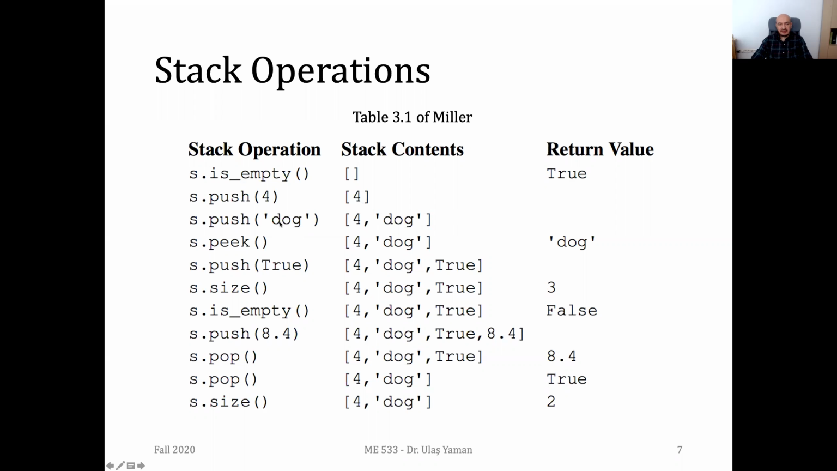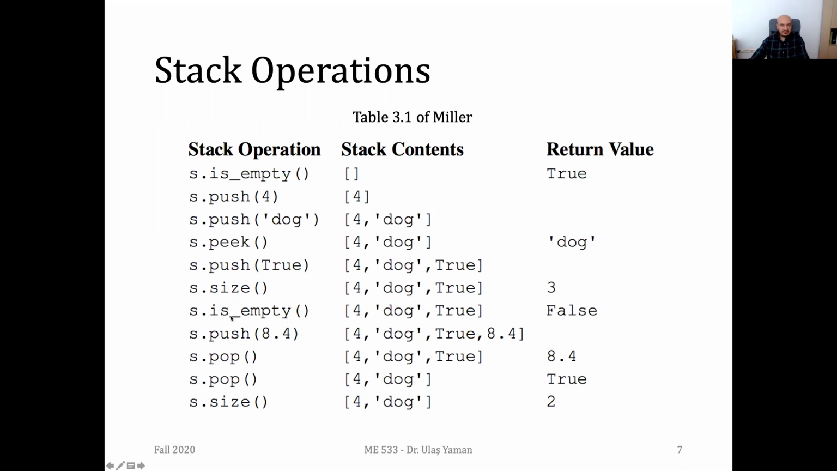And since the dog string is the last item in the stack, once you run the peek operation, it will return you the topmost item, which is this string. And then we add another item, true, and check the size of it, obviously it's 3. And now we run the first operation once again, and check whether it's an empty stack right now. And obviously it's not empty since we have 3 items, so this will return a false value.